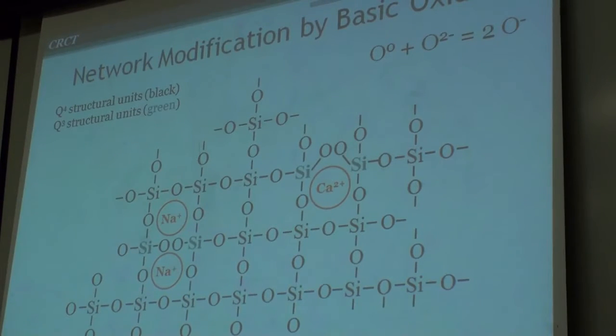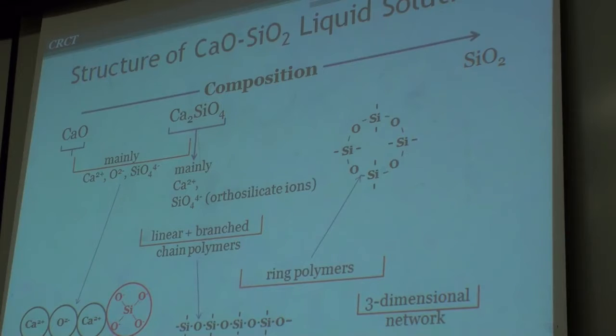We've been through this before, so I'm going quickly. So the composition, as you go across from, say, calcium oxide to silica, the structure of the melt would be something like this on this side, which we call the basic region. We would have mainly calcium ions, oxygen ions, and orthosilicate ions, looking something like that. These are SiO4 ions, called orthosilicates.